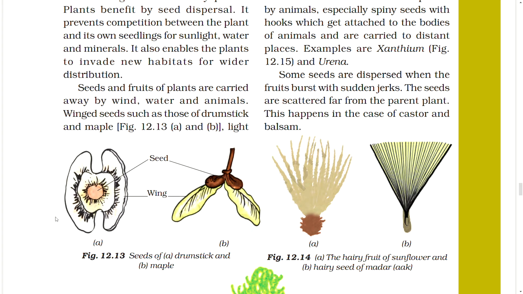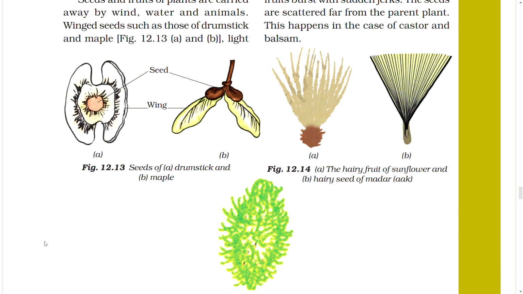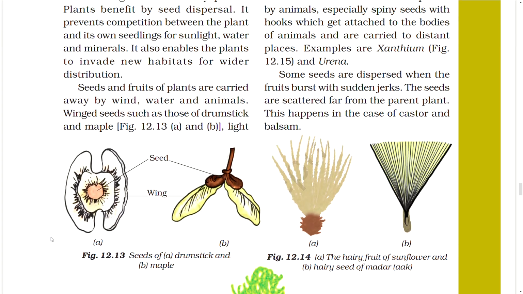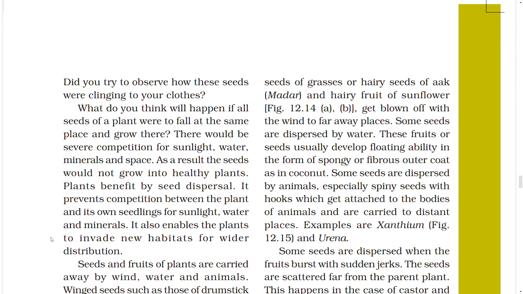Winged seeds such as those of drumstick and maple, figure A and B, are light and have wings. Seeds of A, drumstick, and B, maple. Seeds of grass, hairy seeds of mother oak, and hairy fruit of sunflower, figure A and B, get blown off with the wind to faraway places.